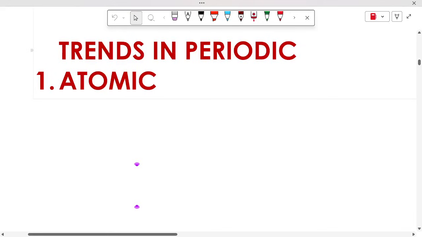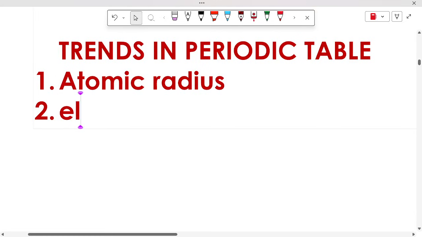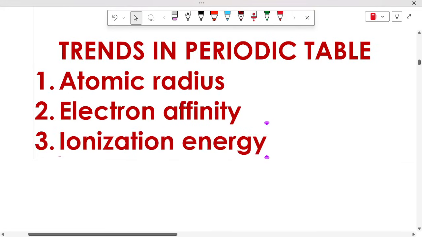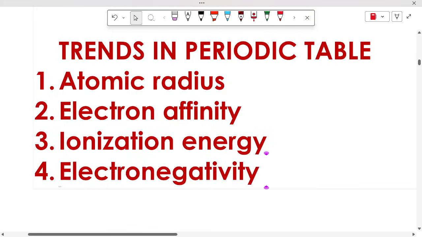Today we can look at the trends in the periodic table. The main trends, the patterns in the periodic table, are atomic radius, electron affinity, ionization energy, and electronegativity. These are the main syllabus.